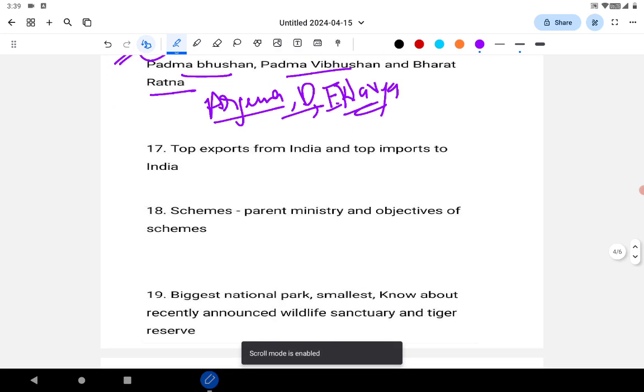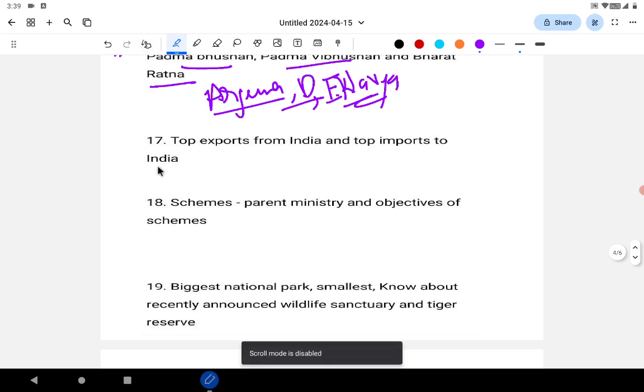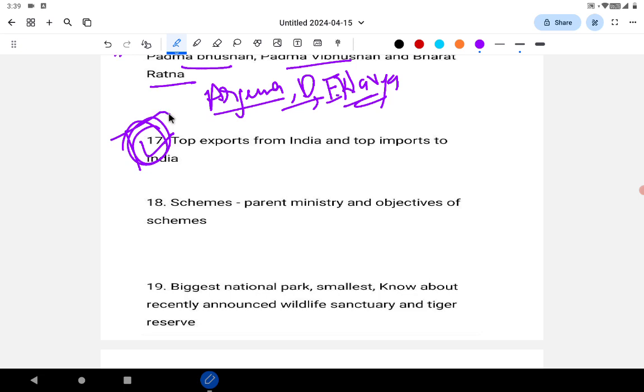Next important thing is top exports from India and top imports to India. Please know all these things in order, top 1, 2, 3. Top exports 1, 2, 3. Top imports to India by value. Please remember that as well.